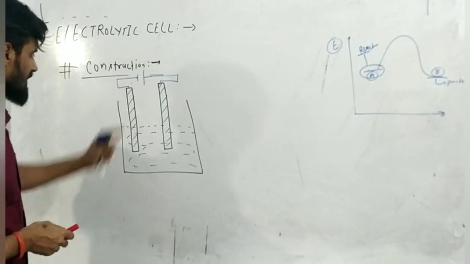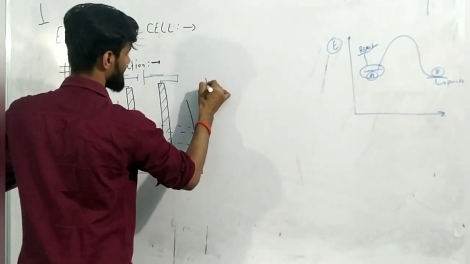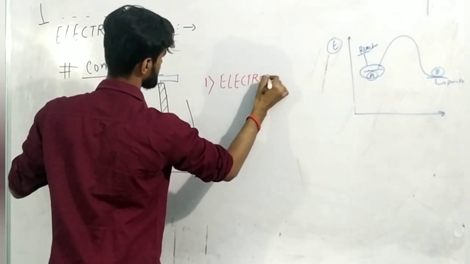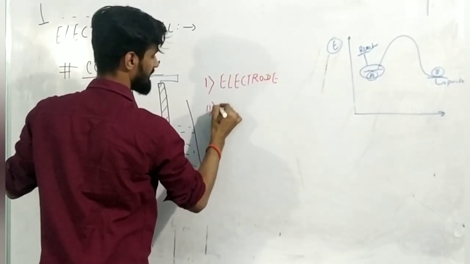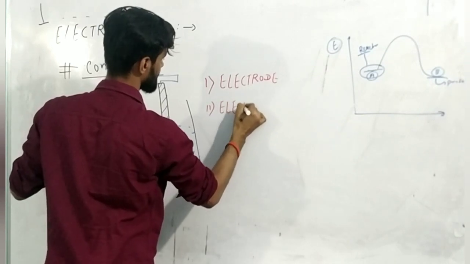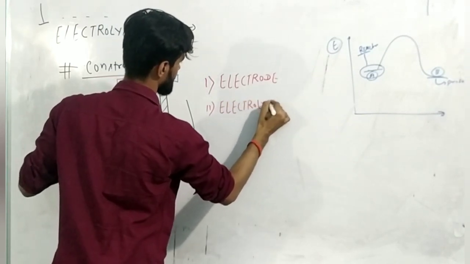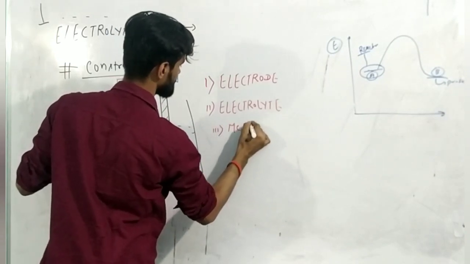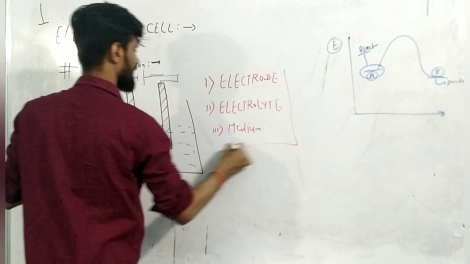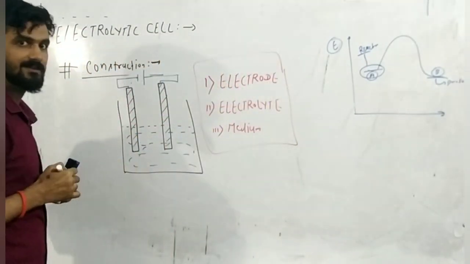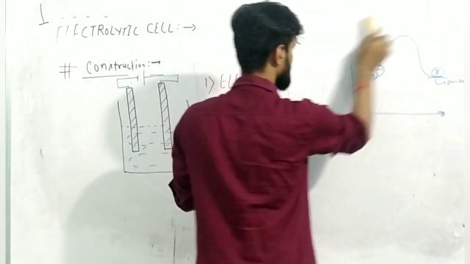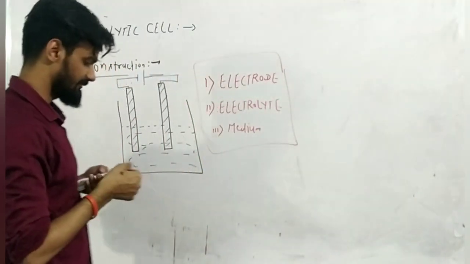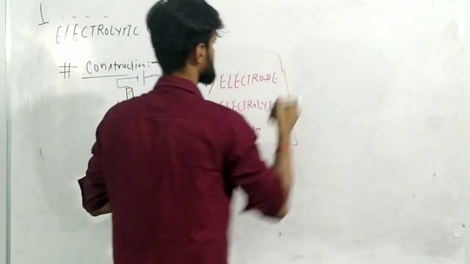Now understand one thing, the parts I have written over here. The first part is the electrode, the second part is the electrolyte, and the third part will be the medium. These 3 things you have to understand in this part. So I am going to discuss each and every part categorically. First I am going to discuss the electrode.